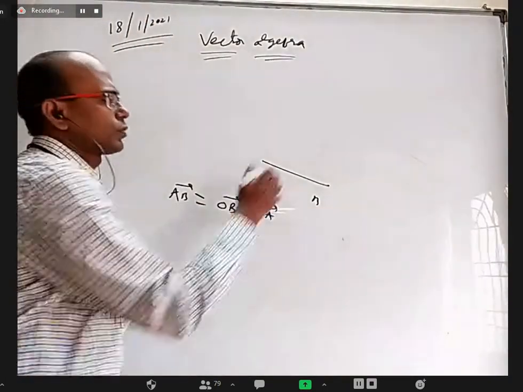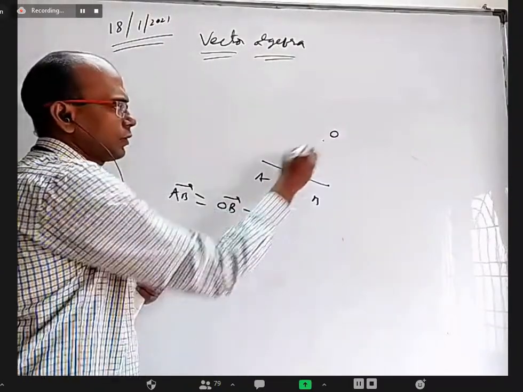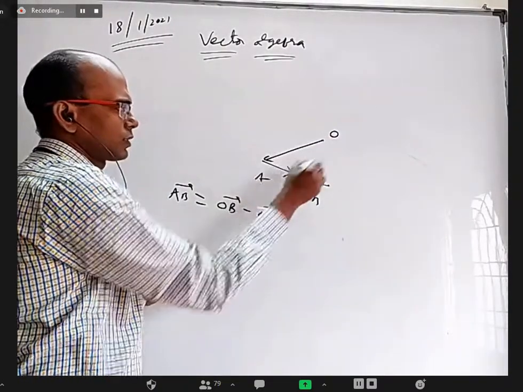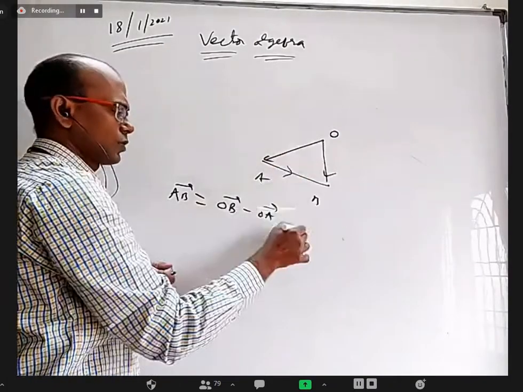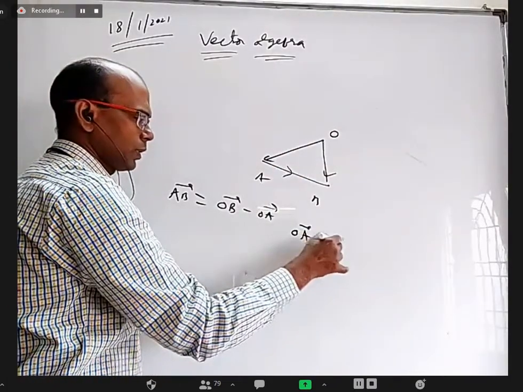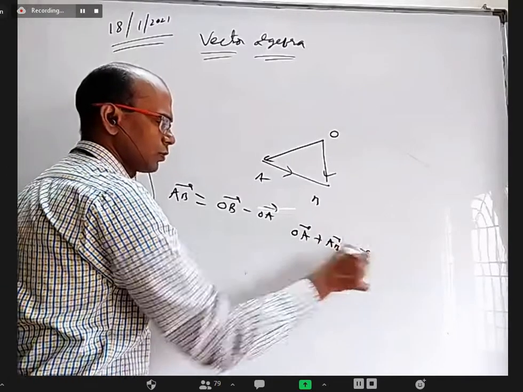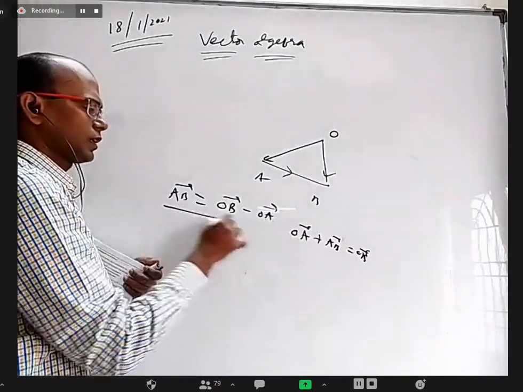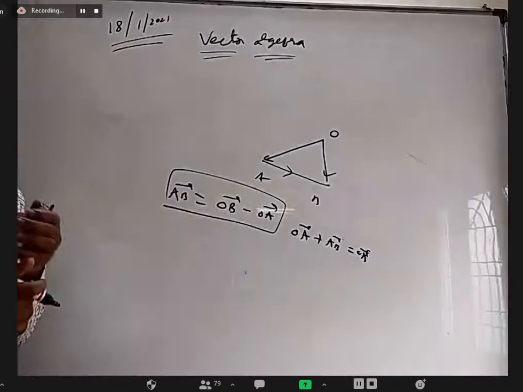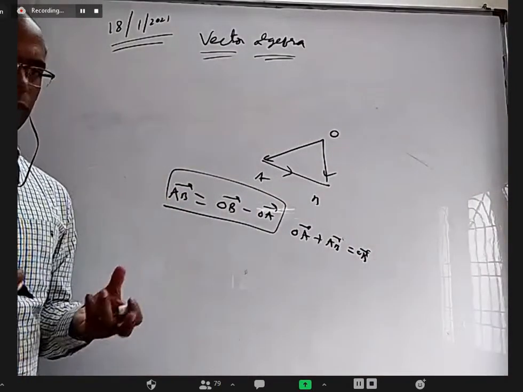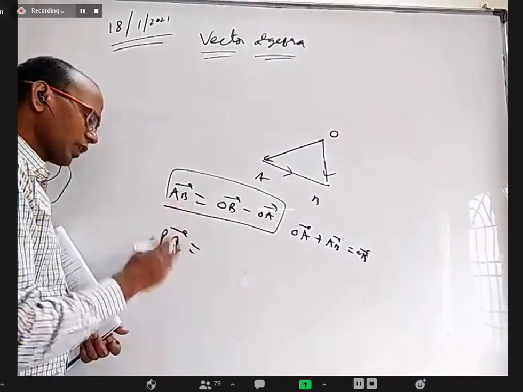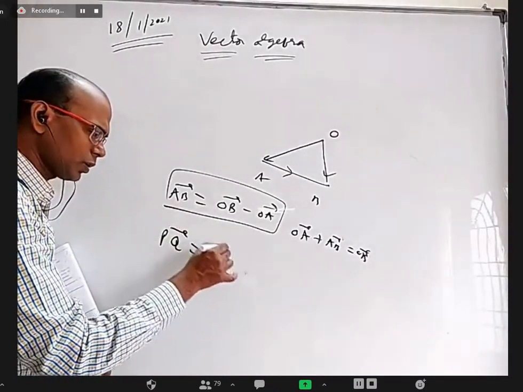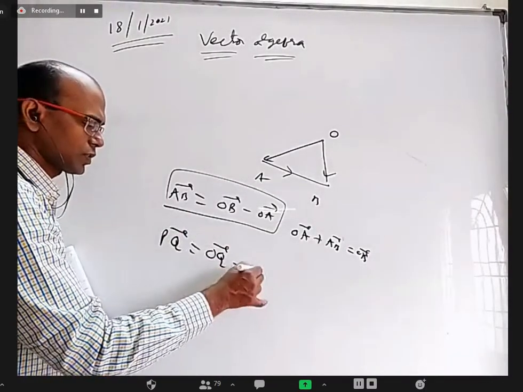Okay, how did we prove that? If you remember, you take origin somewhere. This is OA bar, this is AB bar, and this is OB bar. You can say this plus this is equal to this. So OA bar plus AB bar is equal to OB bar. Send OA that side, we'll get this. So whenever you want a vector joining 2 points, let's say you want PQ bar, it is position vector of second point, which is OQ bar, minus position vector of first point, which is OP bar.